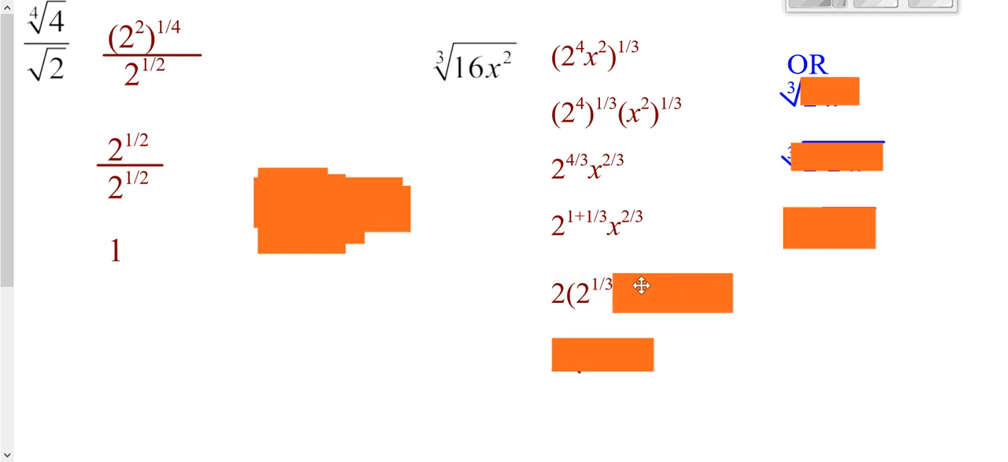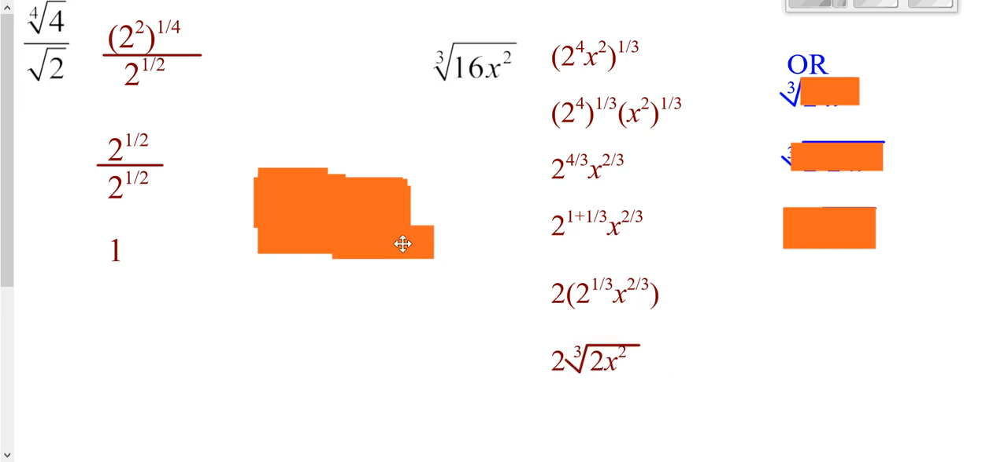Then you'd have a 2 to the 1/3, because remember, if you have 2 to the power times 2 to the power, you add your exponents. So now you'd have a 2 in front of your root, and then here, this would really be inside of a cube root with a 2 to the 1st and an x squared.